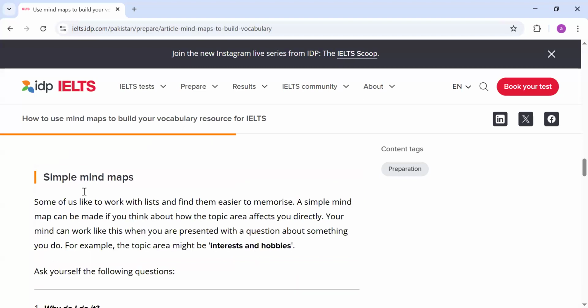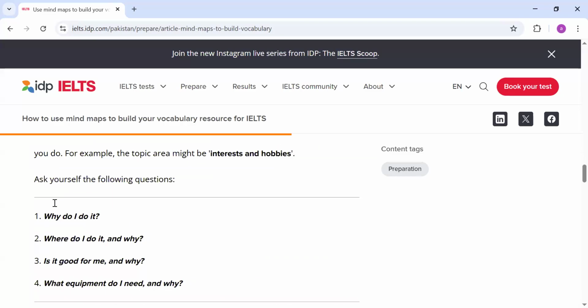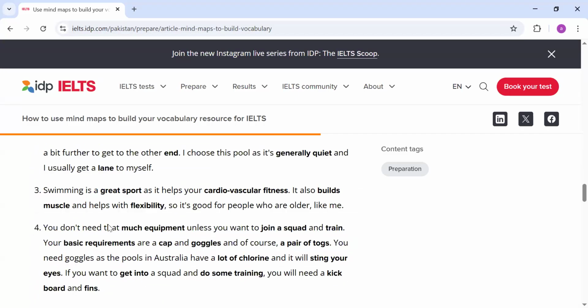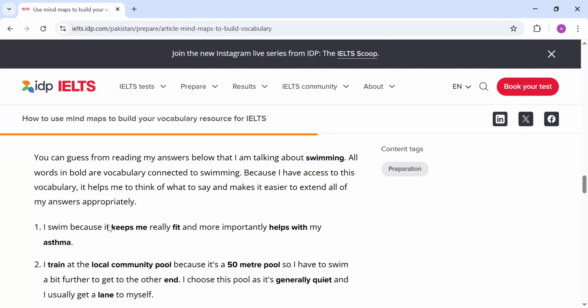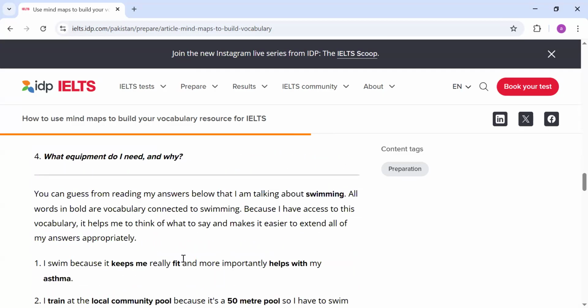Why do I do this hobby? Where do I do it? Is it good? What equipment do I need to perform that hobby? So you can say they talk about swimming, and all both verbs are related to swimming. So they give four different answers for each activity. They swim because it keeps them fit, and it helps with my asthma. Some people have breathing problems. If they swim, it can help them to improve their breathing.